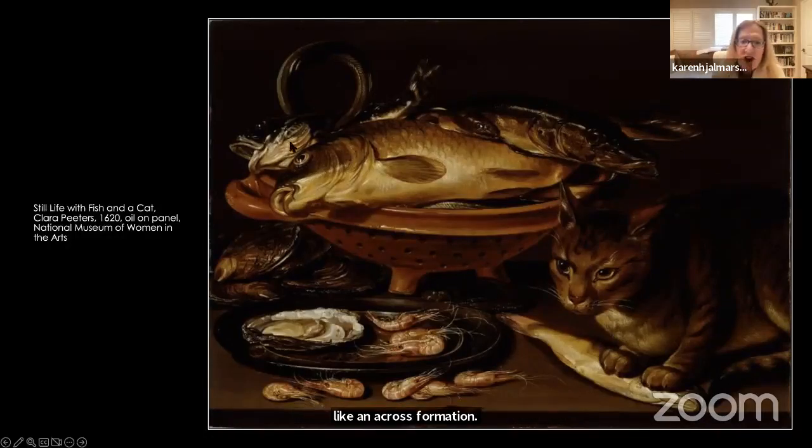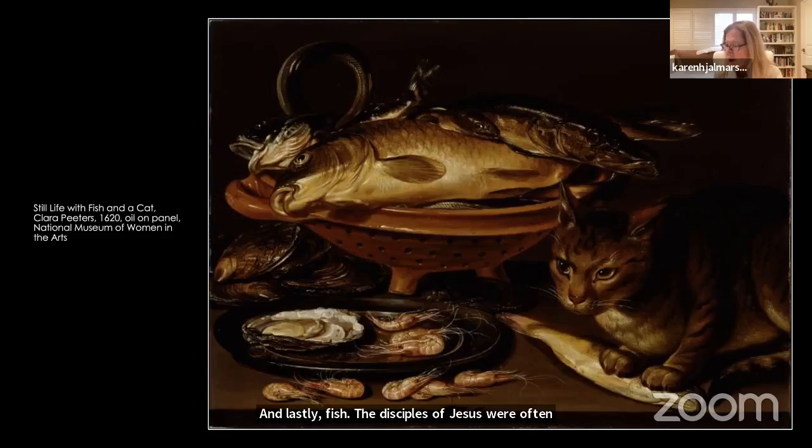The other thing is this fish head, like the snake in the garden. And lastly, fish, the disciples of Jesus were often fishermen. So that might be a reference, you know, his disciples fished, the head of the snake in the garden, the cross formation, all have sort of a religious, right here, I would say right here or here, probably here.